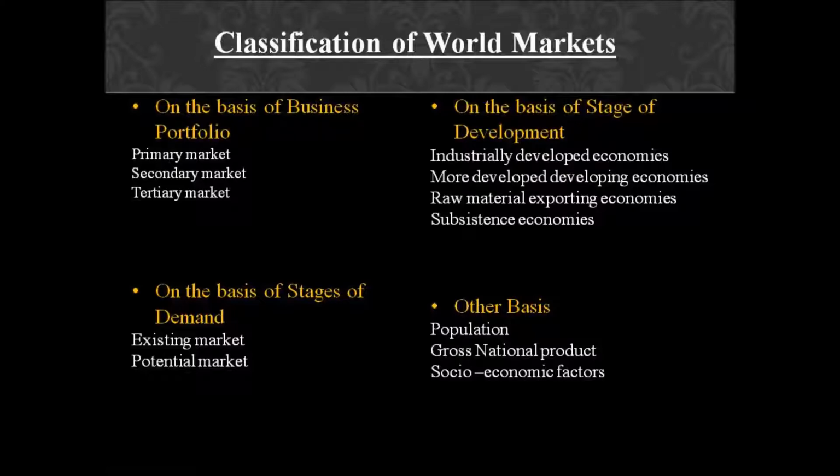If you come to the case of the world market, it is a combination of different markets of various countries. This market can be classified based on various aspects. A firm, if it wants to go global, has to identify global marketing opportunities. In order to identify them, it needs to divide the markets, particularly the world markets. The world markets can be divided based on different elements. One of the bases is business portfolio.